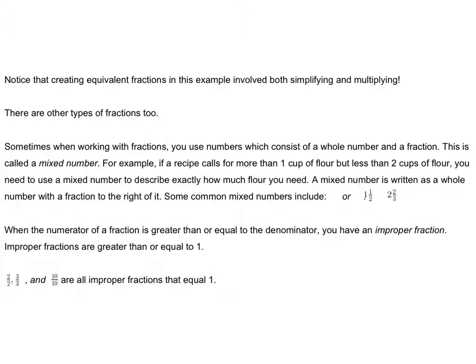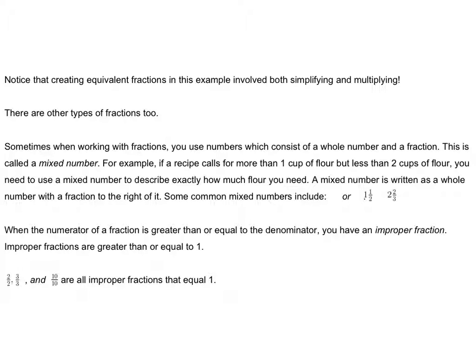Sometimes when working with fractions, you use numbers which consist of a whole number and a fraction. This is called a mixed number. For example, if a recipe calls for more than 1 cup of flour but less than 2 cups, you need to use a mixed number to describe exactly how much flour you need. A mixed number is written as a whole number with a fraction to the right of it. Some mixed numbers include 1 1/2 or 2 2/3.